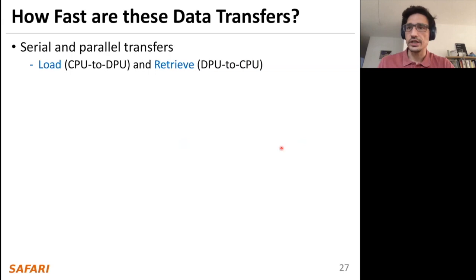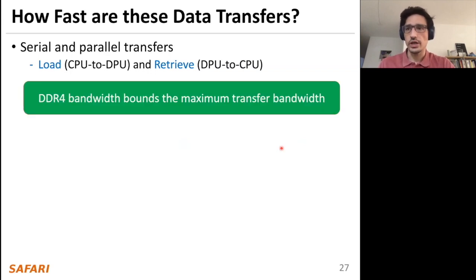Okay, and how fast are these data transfers? Well, it's obviously something that you can measure, but one thing that you should take into account is that the maximum transfer bandwidth is always going to be bound by the maximum DDR4 bandwidth, because the way that the CPU is connected to the UPMEM DIMMs is through the DDR4 interface. So whatever is the maximum memory bandwidth that you can achieve in the x86 system is the maximum memory bandwidth that you will be able to achieve when moving data from the main memory to the MRAM.